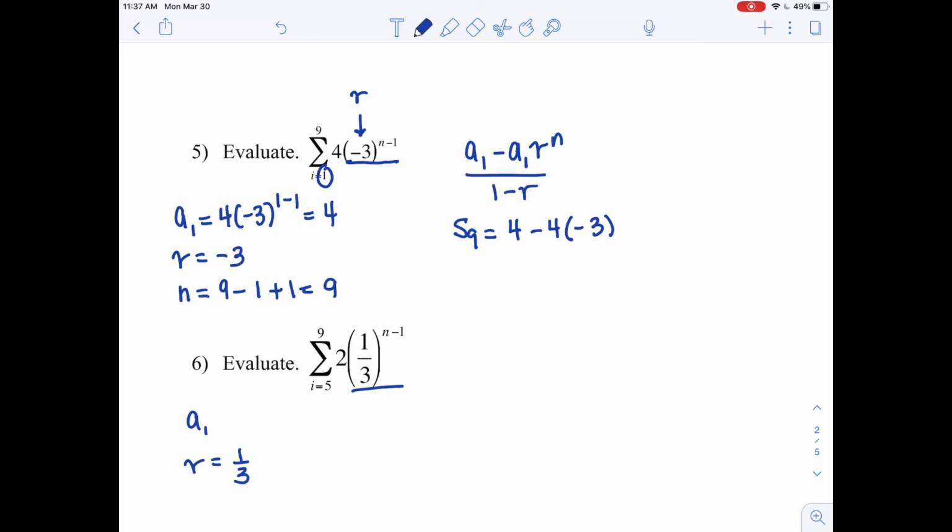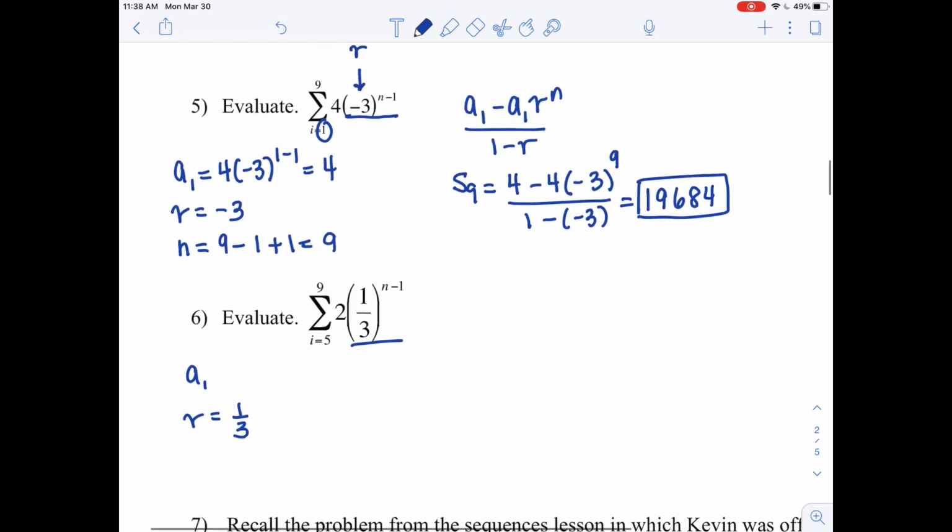Okay, so the sum of these 9 terms comes from doing 4, my first term, minus 4 times my common ratio, which has to be -3, raised to the 9th power, all over 1 minus the common ratio, which again is -3. Be very careful with the way that you type that in. Again, you're going to get a pretty large number, so don't feel like you've done something wrong because you're getting something like 19,000. These exponential functions grow really big, really fast, so you should expect that they have pretty large sums.